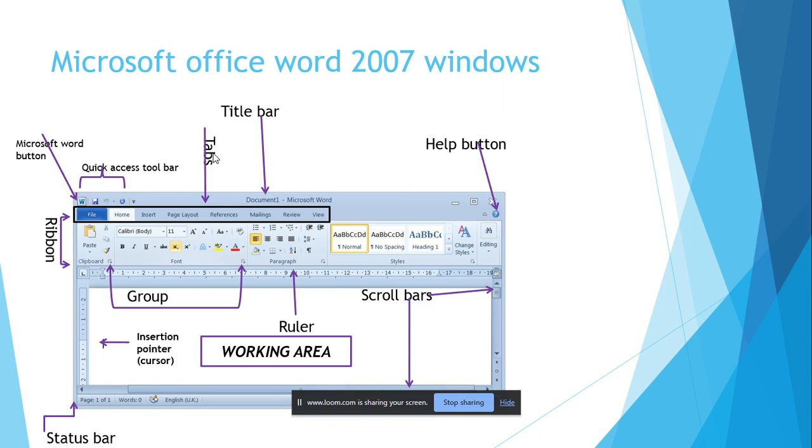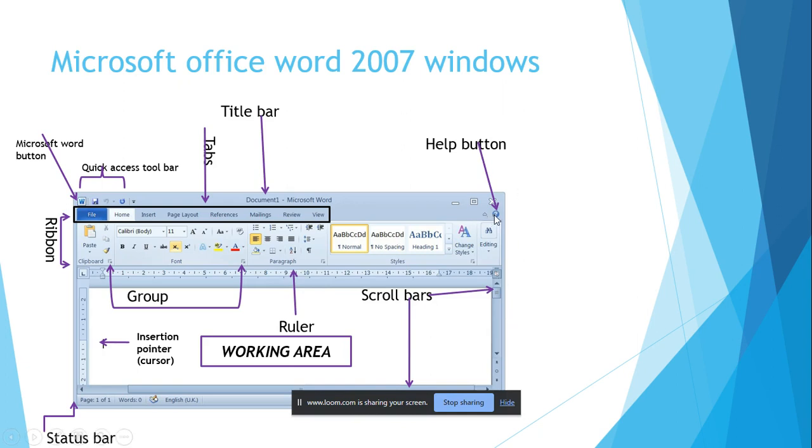So we have there File, Home, Insert. Those are the tabs. Then we have the ribbon. Then we have the ruler. I've indicated the ruler, as you can see. We have the scroll bars. The scroll bars assist you to scroll horizontally and vertically within your working area.